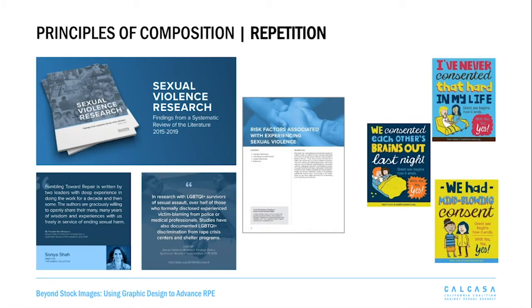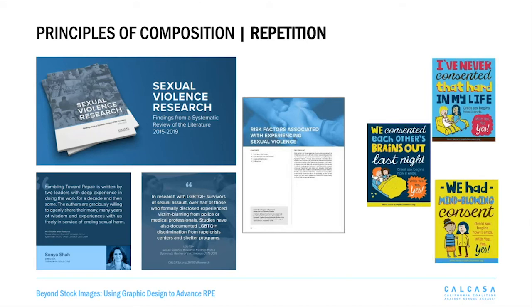And then with all of these different tools, we can start to see branding or repetition in our content. So on the left-hand side of the screen, we have the sexual violence research report that we put out. And so even for the materials that we use to market that, they have a similar feel. They use the same font, same color palette as the report itself.